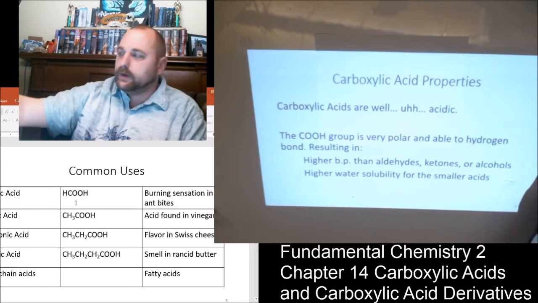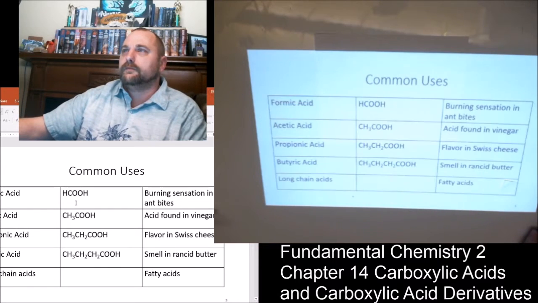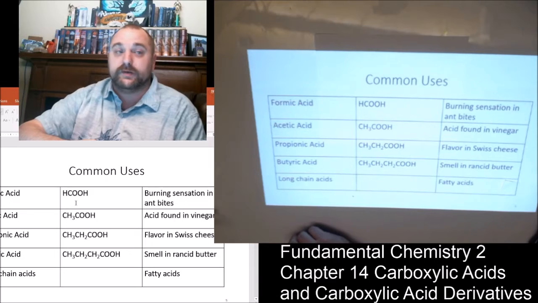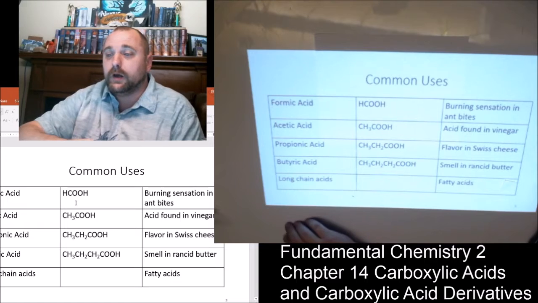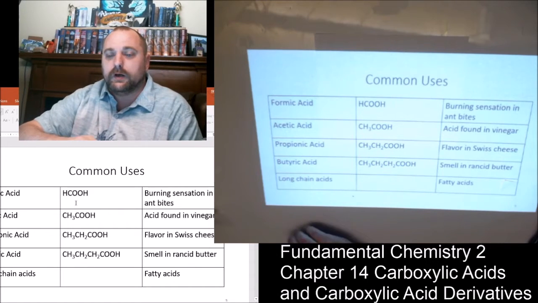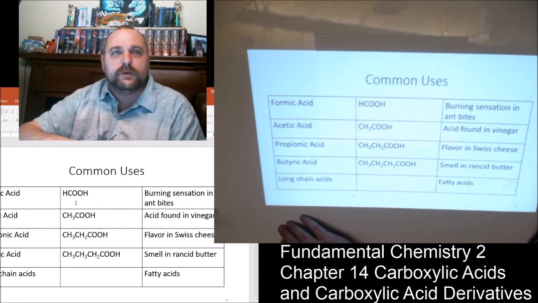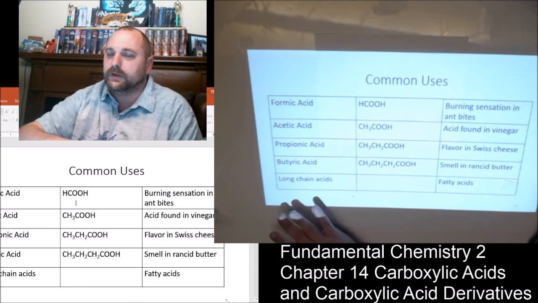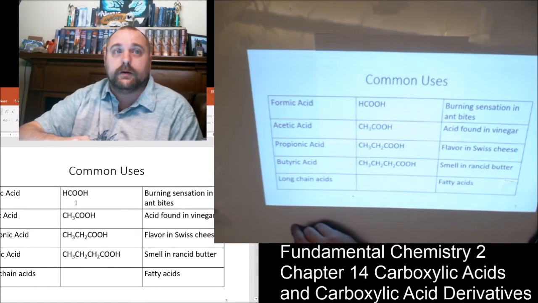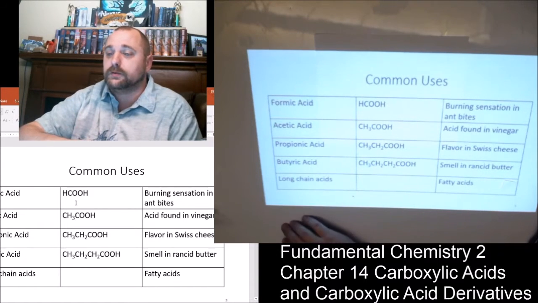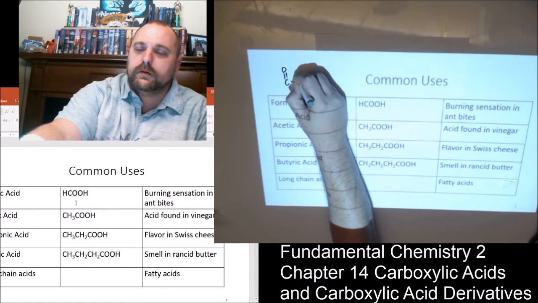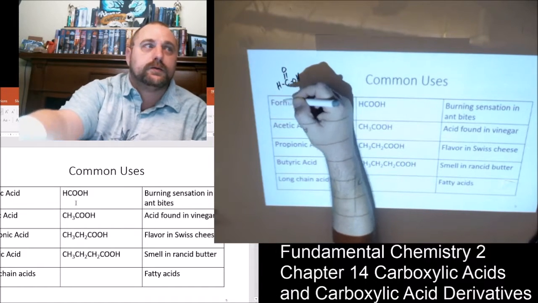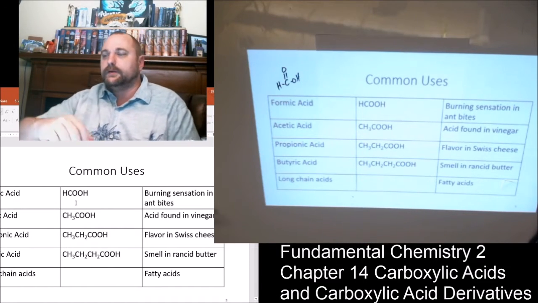So let's look at some uses of carboxylic acids. And I want you familiar with these uses. So formic acid, notice they're using the common names here. We'll discuss those in a little bit. But formic acid has one carbon, so it's a carbonyl with an OH directly attached to it, and all it has is an H over here. So that's formic acid.